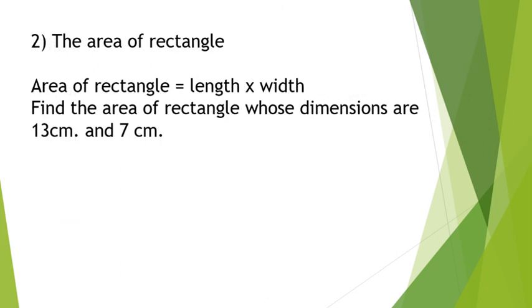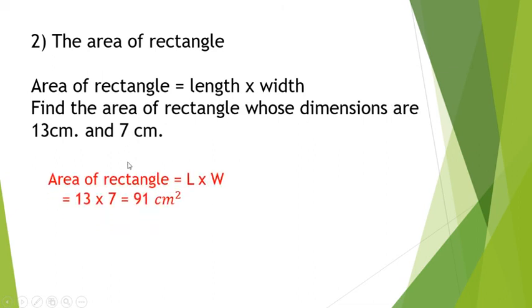The area of rectangle. Area of rectangle equals length times width, while the perimeter of rectangle equals length plus width all times 2. Find the area of rectangle whose dimensions are 13 centimeters and 7 centimeters. Dimensions here are length and width. Then the area of rectangle, length times width, equals 13 times 7 equals 91 square centimeters.